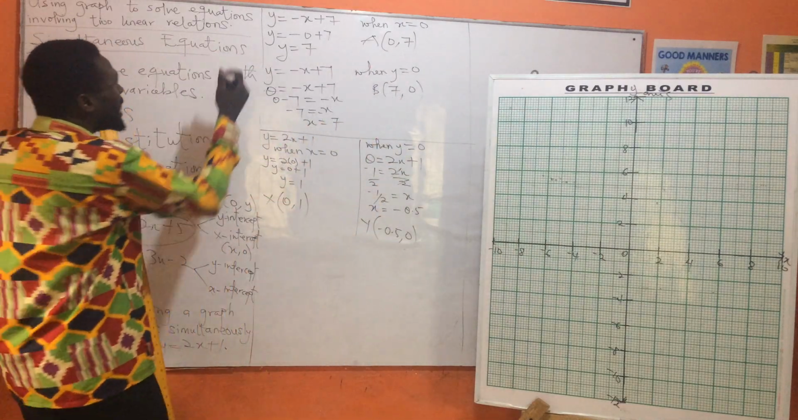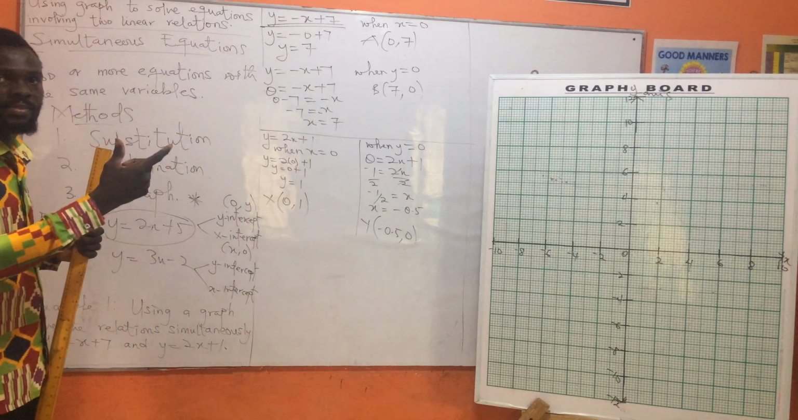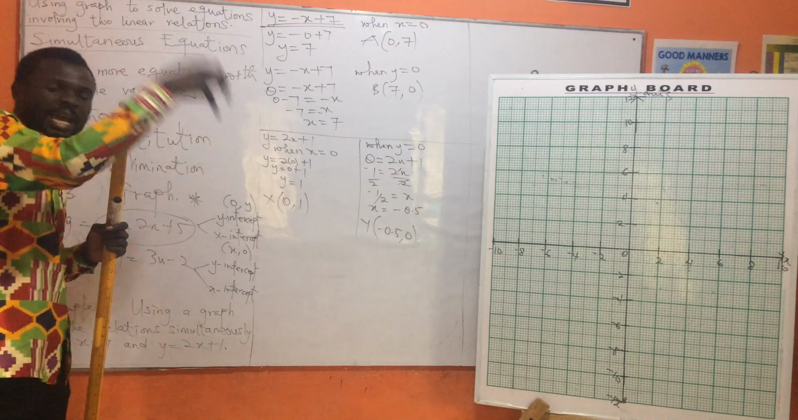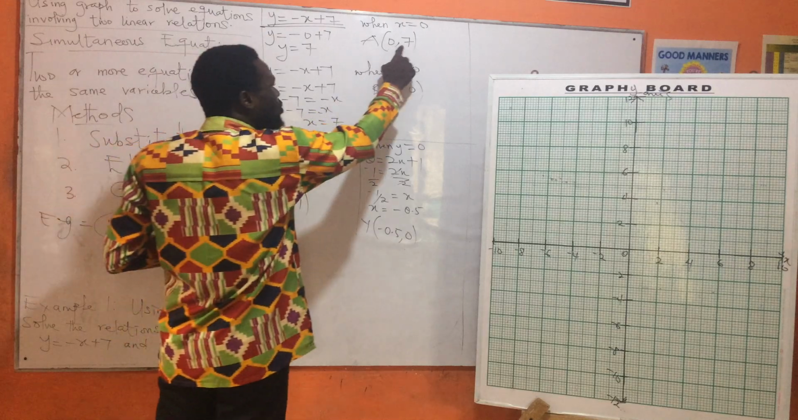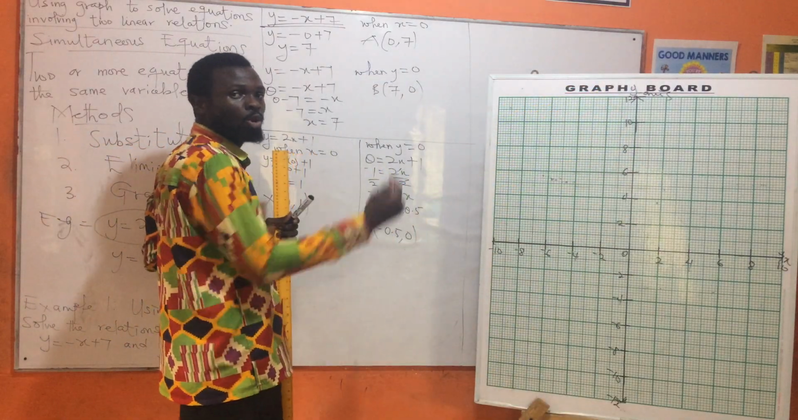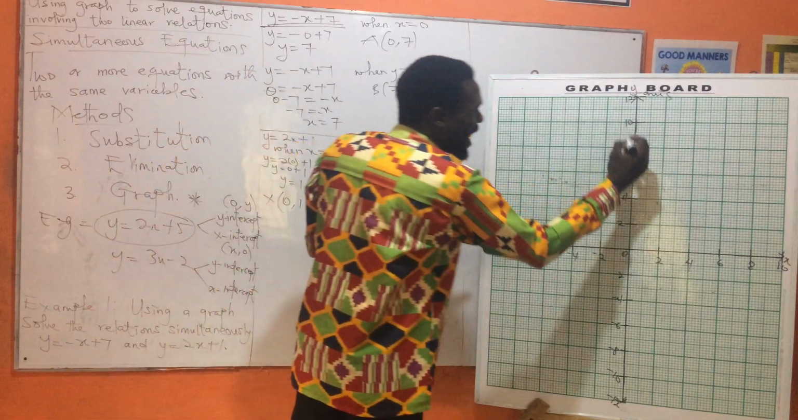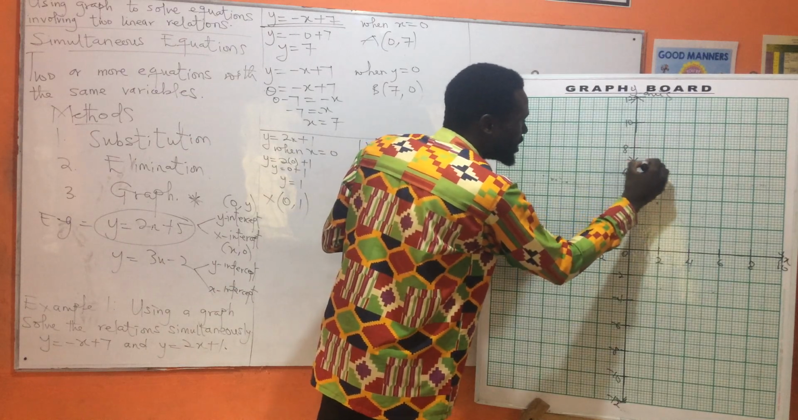Now look at this relation, which is y is equal to negative x plus 7. What are the 2 points that I was able to get? That is the x-intercept and the y-intercept. I was able to get 0, 7. So on the y-axis, locate 7 and indicate your point. 0, 7 on the y-axis, 7 is between 6 and 8. So this is my 0, 7.